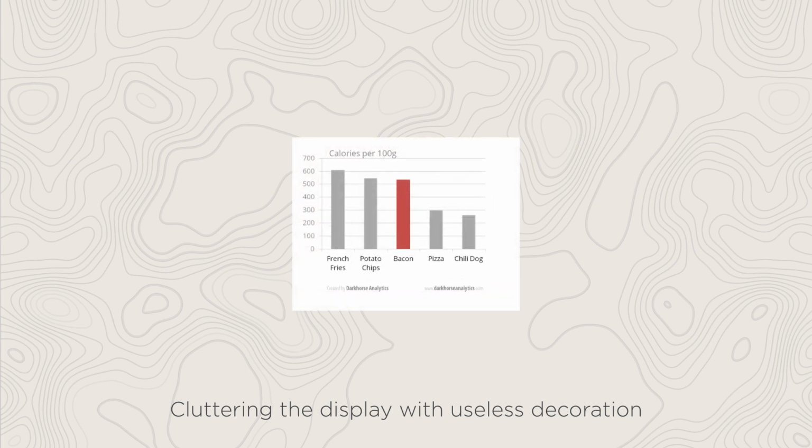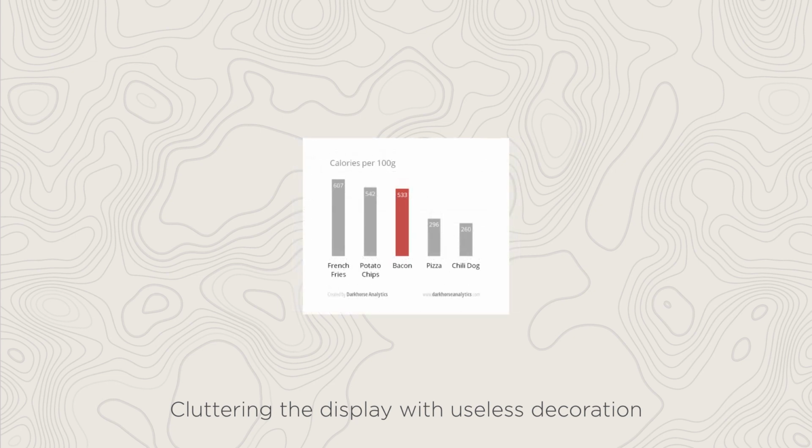Now that I look at it, why do we even have the y-axis? Why don't I just put the data right on the bar charts? Suddenly we go from a display that's really noisy and full of clutter to something that's really crisp and clean and clear.